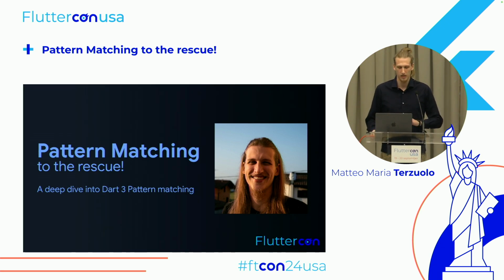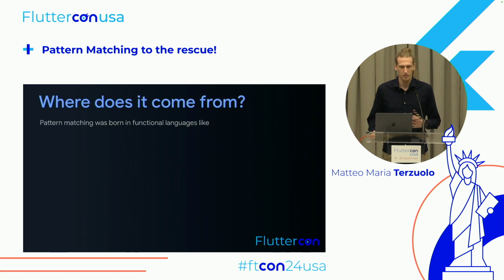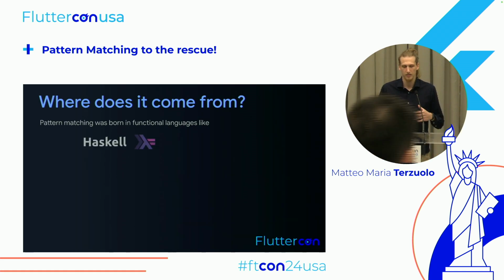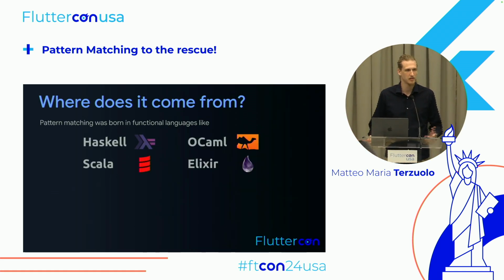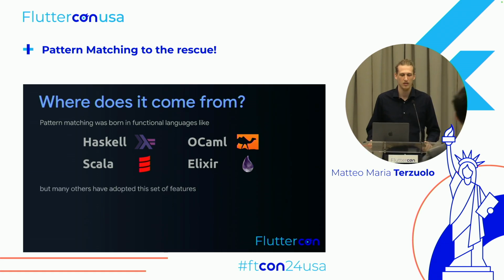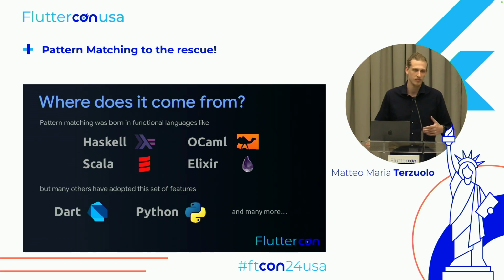Let's start with a brief introduction from where it comes from. Pattern matching was born in functional programming. For example, in Haskell, OCaml, Scala, and Elixir, you can find it. But new languages like Dart and, for example, Python or Rust have that feature. Also in Kotlin, you can find it, and it's a little bit more powerful than in Dart.